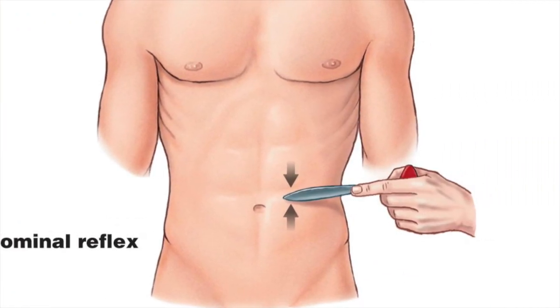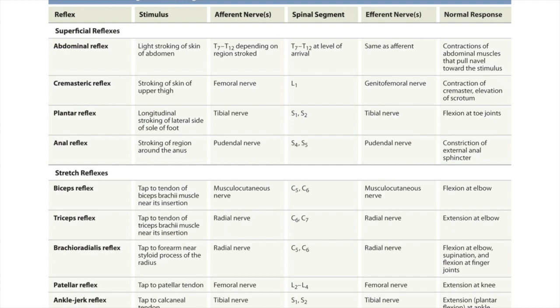The abdominal reflex is another one. This chart tells several reflexes and what the normal response is. So if you have an abnormal response, for example, if flexion at the toe joints was not happening, that would be maybe damage to the tibial nerve. And that's chapter 12.